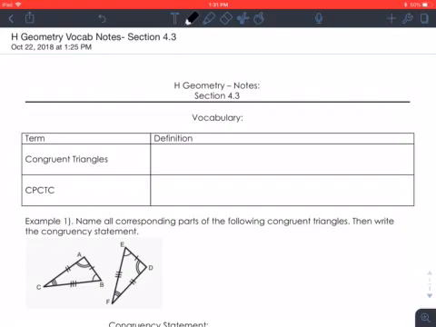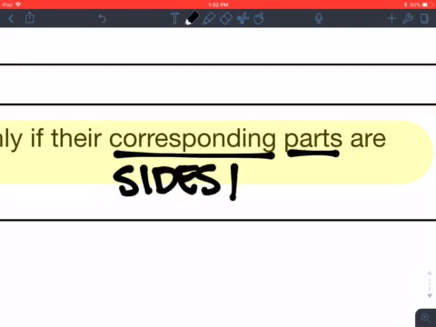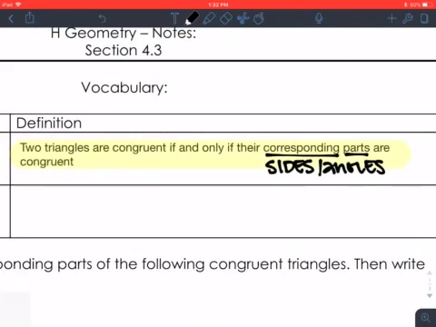So just starting with the definition of congruent triangles, remember you can pause and repeat if it's not enough time to write them down, okay? But this idea of congruent triangles says that two triangles are congruent if and only if their corresponding parts are congruent. Now, let me clarify what I mean by corresponding parts. Corresponding parts are talking about the sides and the angles of these triangles. So two triangles are congruent if and only if their sides and angles are congruent.